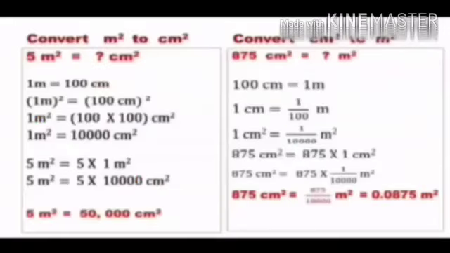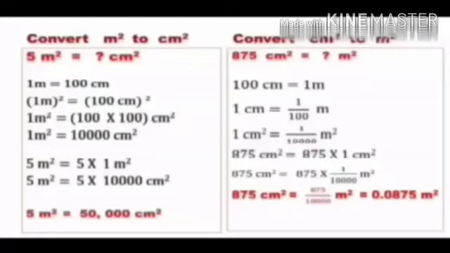Now I show you how to convert meter square to centimeter square and centimeter square to meter square. Before we start, let us have a quick view of how to convert meter to centimeter and centimeter to meter. We know 1 meter equals 100 centimeter. From this basic relation, we can write 1 over 100 meter is equal to 1 centimeter. Let us take an example to convert 5 meter square to centimeter square.